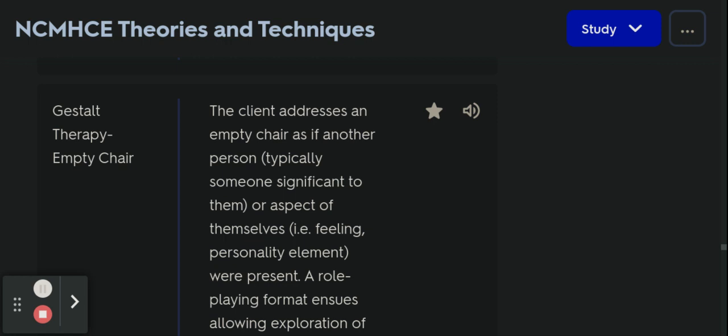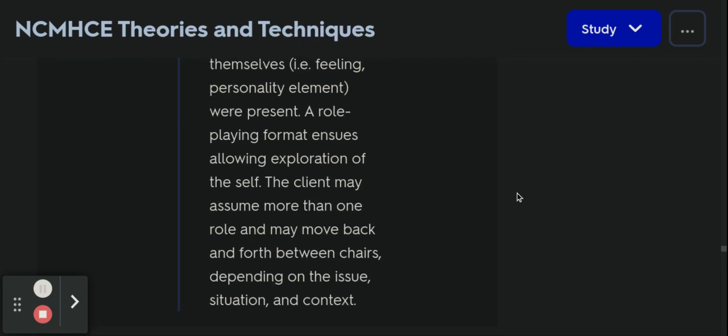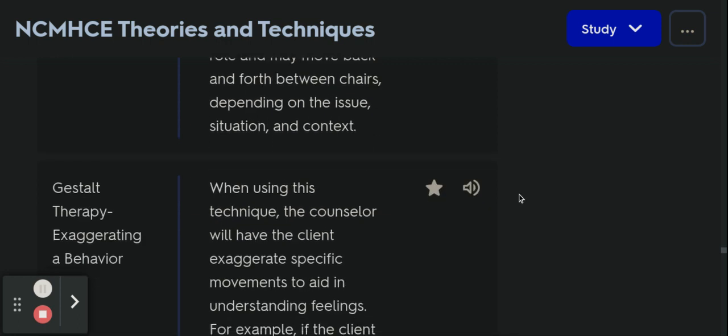Gestalt therapy empty chair. The client addresses an empty chair as if another person, typically someone significant to them, or an aspect of themselves, for example a feeling or personality element, were present. A role playing format ensues, allowing exploration of the self. The client may assume more than one role and may move back and forth between chairs depending on the issue, situation, and context.